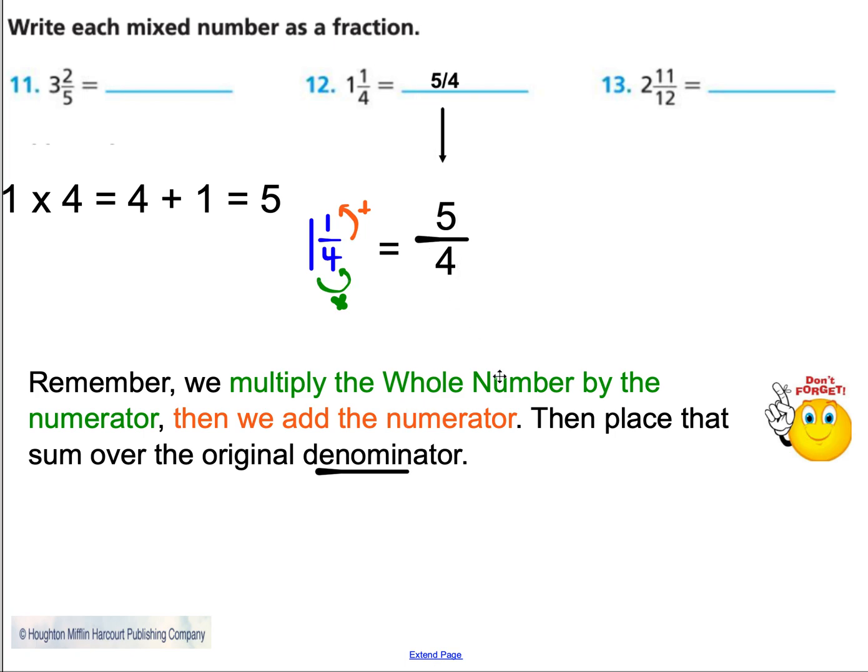For today's activity, number 12 is done, but you'll have to convert 3 2/5 into an improper fraction. And you'll also have to convert 2 and 11/12 to figure out what the improper fraction of that is. Easy enough? All right, let's go to the last slide.